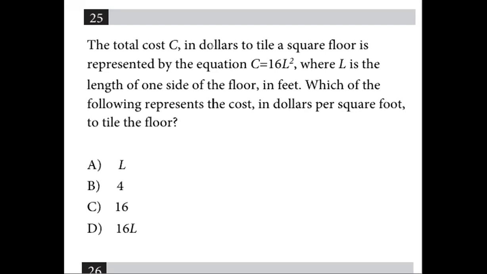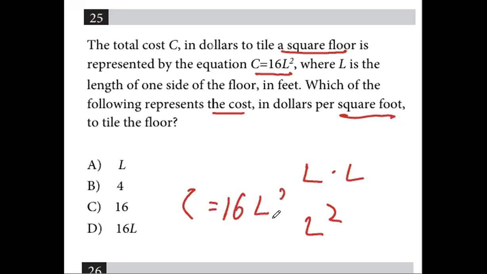Okay, so for question 25, we have cost equals 16L squared. L is the length of one side of the floor, and the cost is in dollars per square foot. Since this is a square floor, to get square footage we find the area, which is L times L, or length squared. We're given the equation for total cost, C equals 16L squared. So the cost per square foot would just be the 16 value. So the correct answer is C.